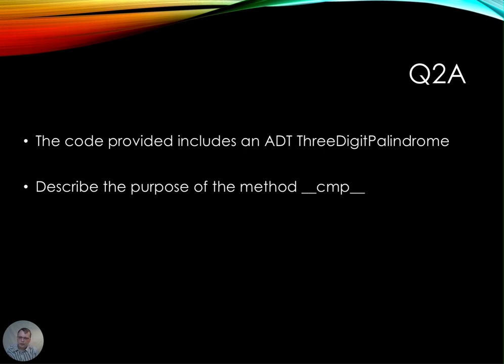The code here uses an ADT, or abstract data type, called 3-digit palindrome. Some of you may recognise this as a class. I'm taking the computer science approach to this, which is to define this as a data type rather than as a class. And in particular, this makes use of a rather strangely named function called __cmp__.